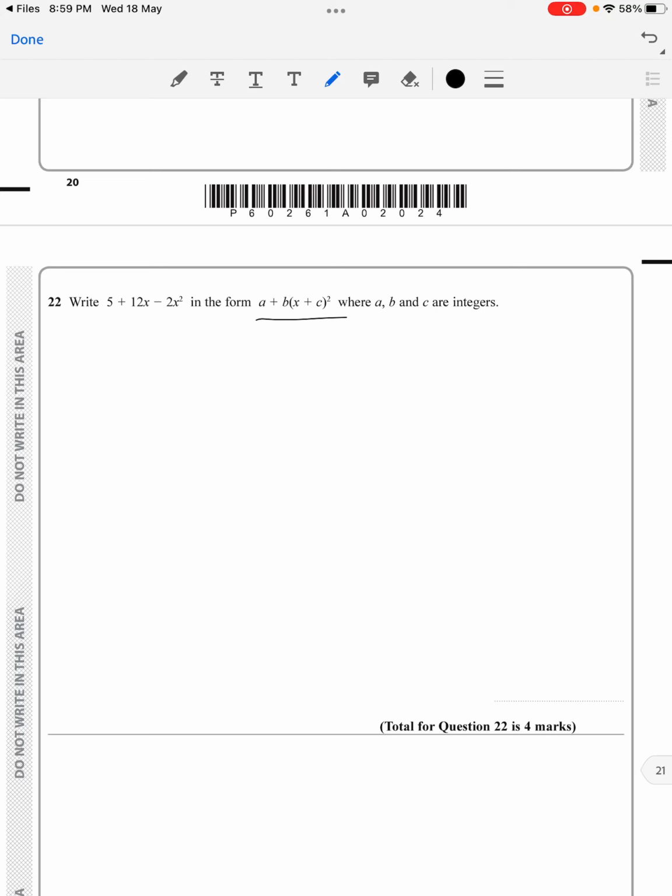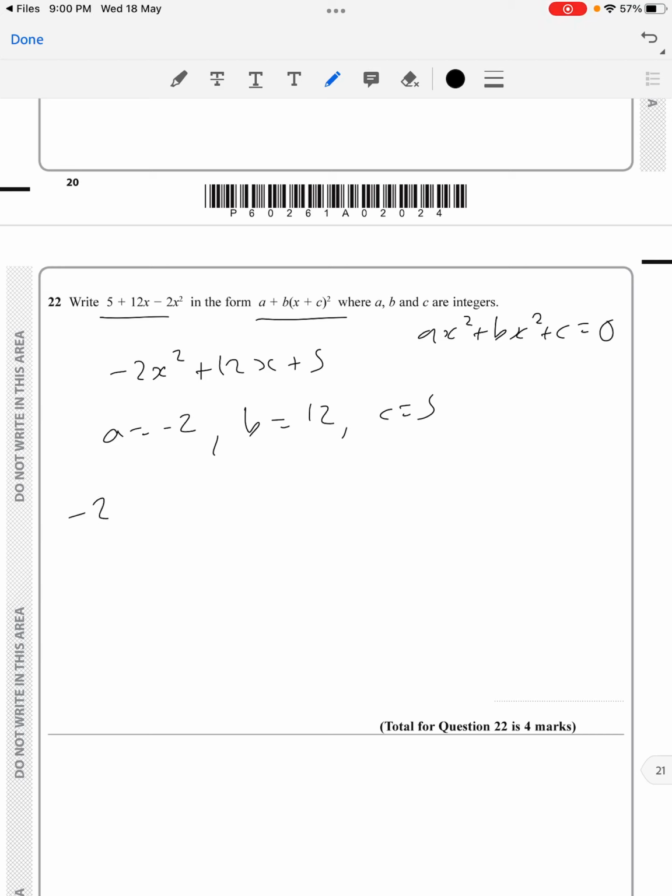So let's move on. The next question is talking about completing the square format. What I like to remember is that we have to rearrange this equation in the form of ax plus x squared plus bx squared plus c is equal to 0. So we know that a is equal to -2 and b is equal to 12 and c is equal to 5. Now in order to do this question, we have to do -2 brackets.